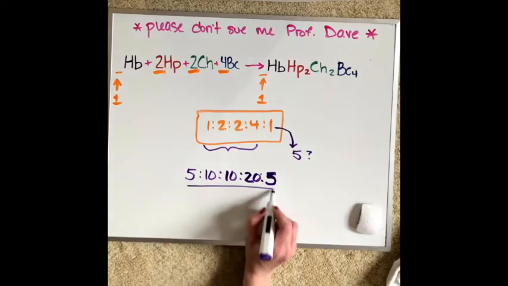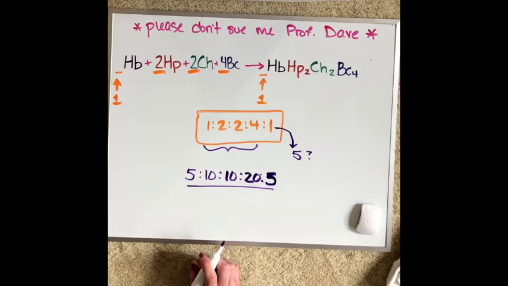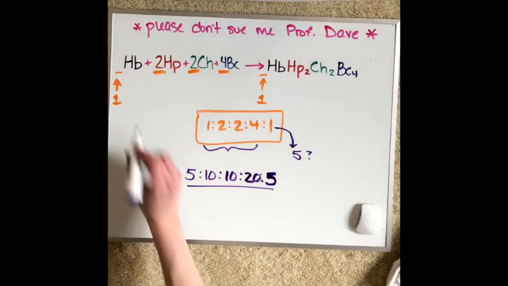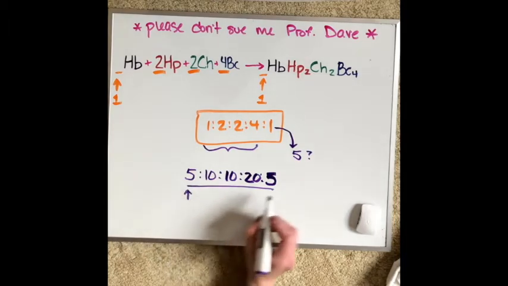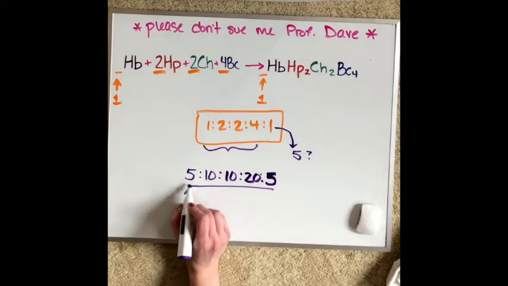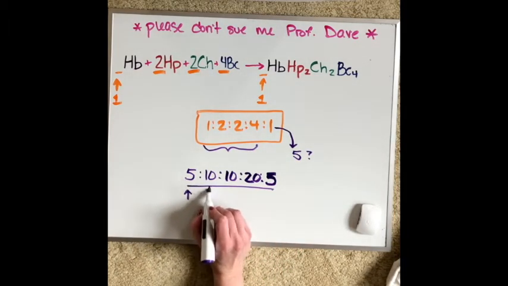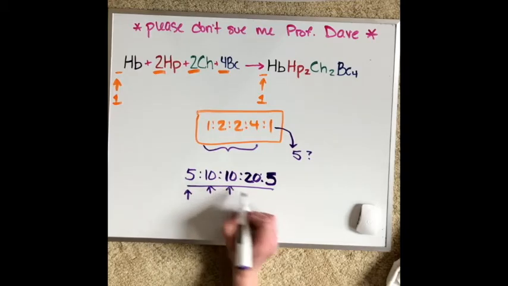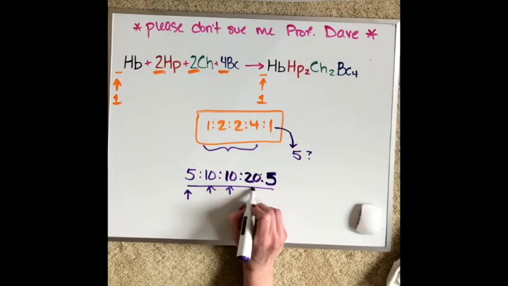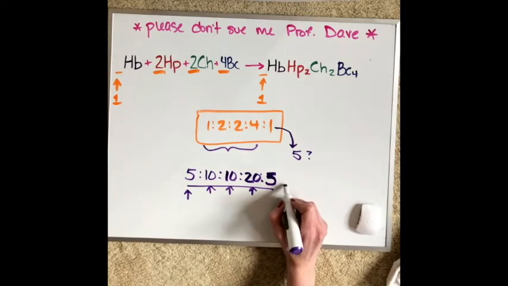So that is the answer to the first question. How many hamburger buns do you need? So that's the first one. So in order to make 5 burgers, you would need 5 buns, 10 patties, 10 slices of cheese, and 20 strips of bacon. Done.